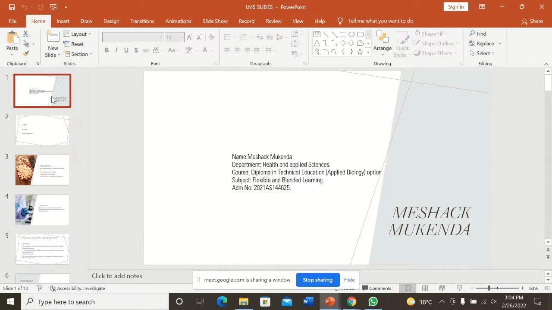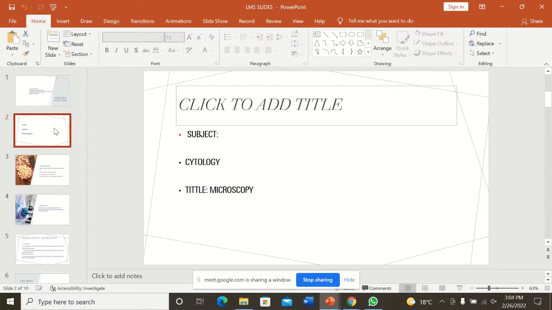Today we are going to learn about cytology, being the first topic this term. I am Meshak Mkenda from the Department of Health Sciences. I welcome you all. The title of the topic today is microscopy. I hope you are a bit familiar with what is microscopy. Who can define the term microscopy? Yes, Callistus?